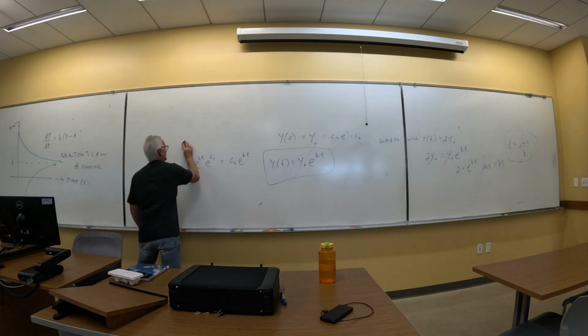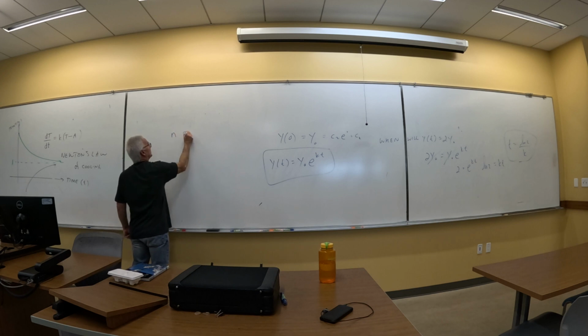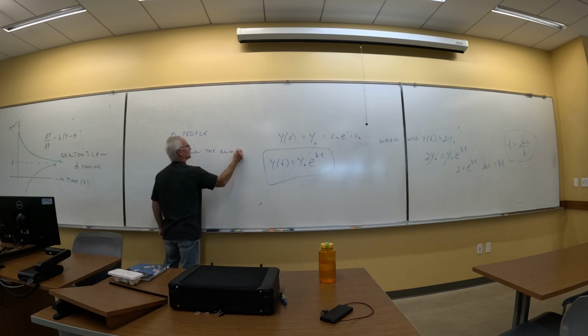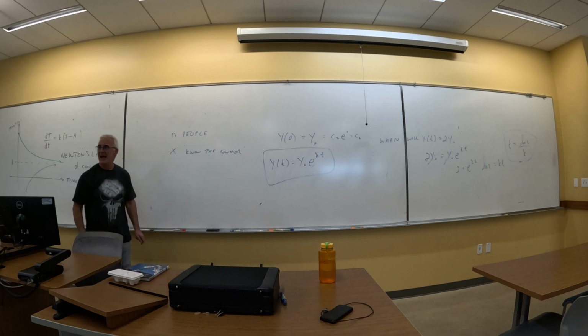So the formula, let's say there are N people, and there are X who know the rumor. We'll use rumor because it's so much happier. How many people don't know the rumor?